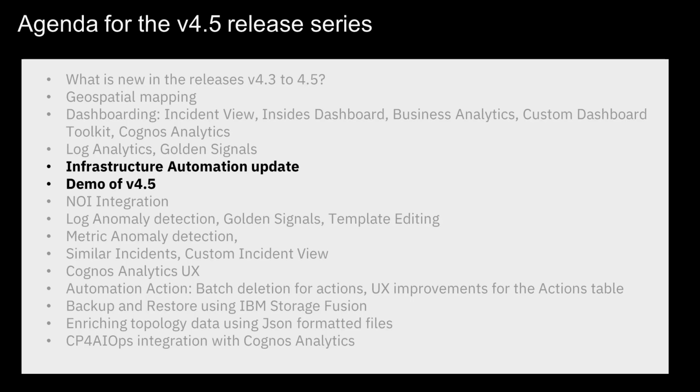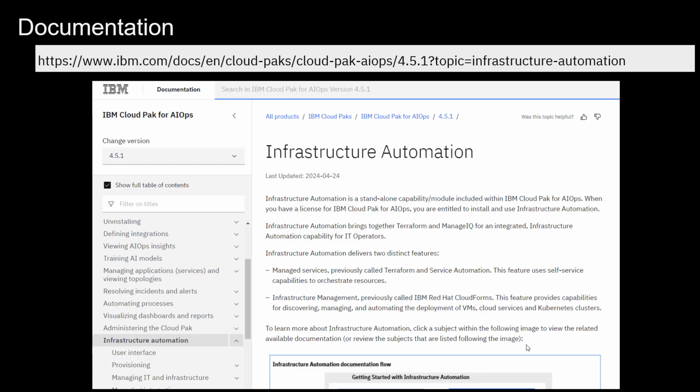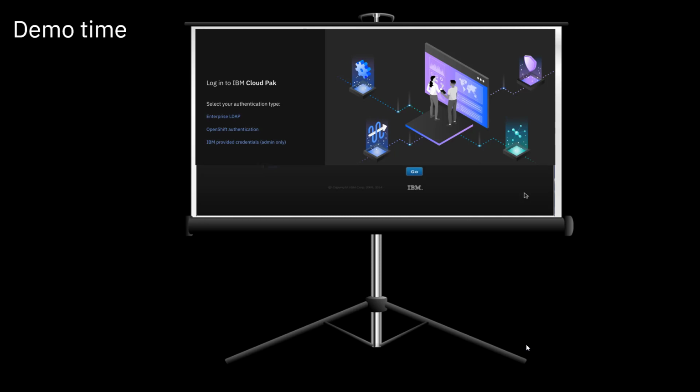But before we go into details, I'd like to highlight where the documentation for the infrastructure automation part is. It is here within the most recent version 4.5.1 of the IBM Cloud Pak for AIOps. And in there you can see a chapter infrastructure automation, and in there you'll find all the details which are covered. And with that, I'd like to hand over to Franco. Take it away.